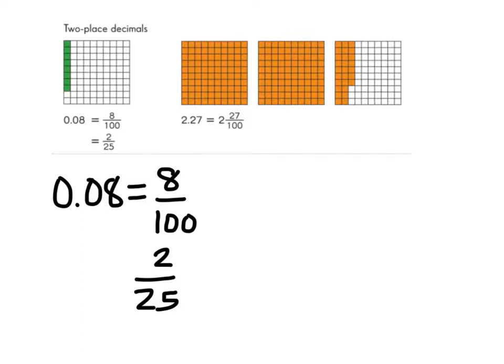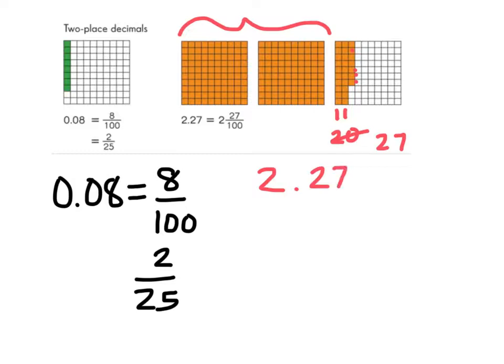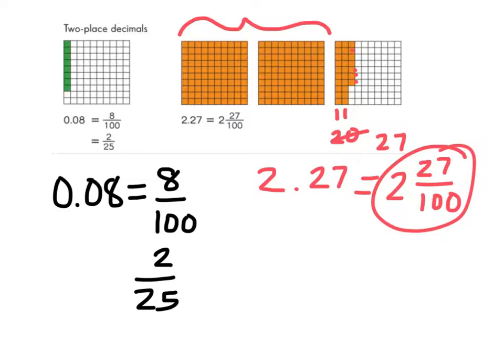All right, let's look at our next example. We have 2 squares that are completely filled in, leaving us with a whole number 2. And in our next square, we can see we have 1, 2 full columns filled in. That would be 20. And then we can count the individual cubes, 1, 2, 3, 4, 5, 6, 7, and that tells us we have 27. So we have 2 and 27/100ths, or 2 and 27 over 100. This is already in simplest form, so we leave our answer as 2 and 27/100ths.